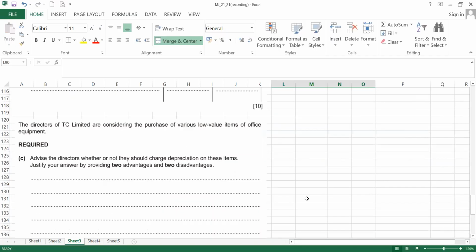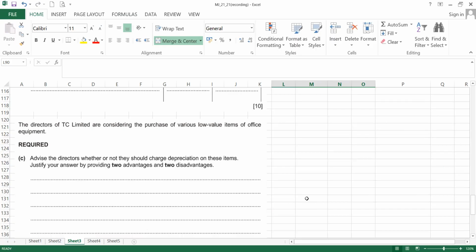Okay, now the question C. They say that the directors of TC Limited are considering the purchase of various lower value items of office equipment. Advise the directors whether or not they should charge depreciation on these items. Justify your answer by giving two advantages and two disadvantages.